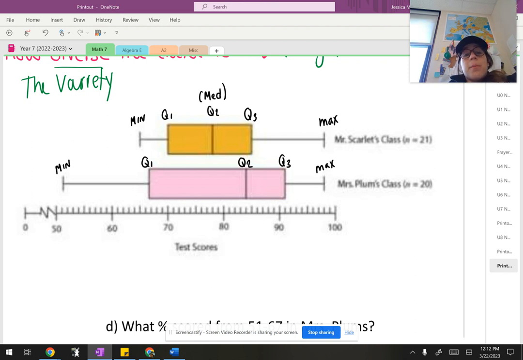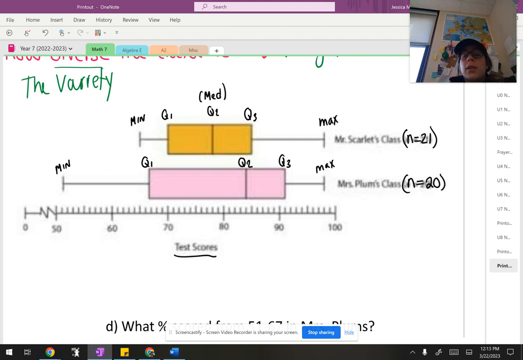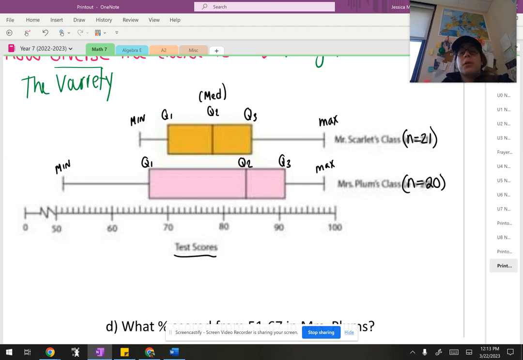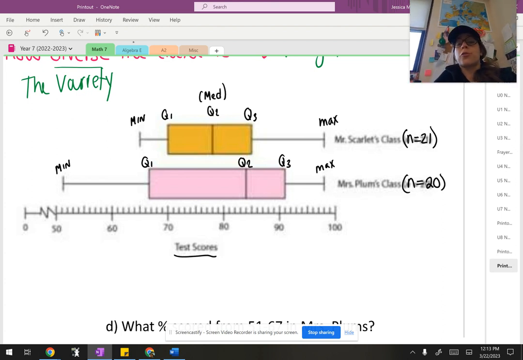Despite the blurriness and the crappy quality of my diagram here, you might notice that we're talking about test scores, that these are test scores for Mr. Scarlett's class and Mrs. Plum's class. That blurry writing says n equals 21 and n equals 20. Those are not always given to you, and those are just the number of students in each class, or the number of numbers, meaning that there are 21 test scores for Mr. Scarlett and 20 test scores for Mrs. Plum.